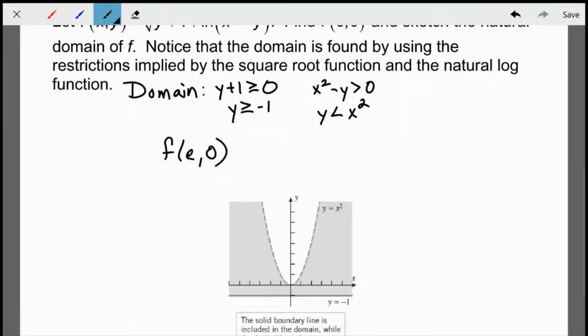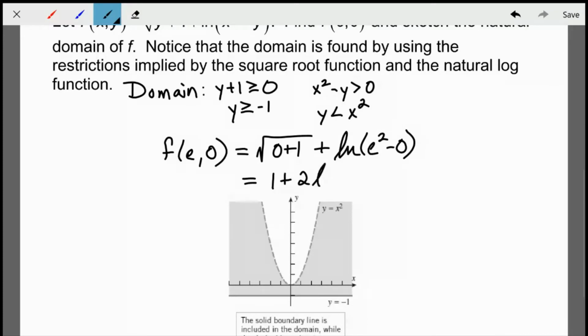e, 0. So that means I'm going to plug in e for x, and I'm going to plug in 0 for y. So just as you would expect, in this case, that would be the square root of 0 plus 1 plus the natural log of e squared minus 0. And that would be the same as 1 plus 2 natural log of e. Natural log of e is just 1, so we're going to end up with 3.